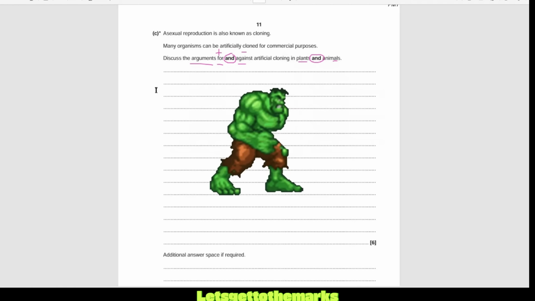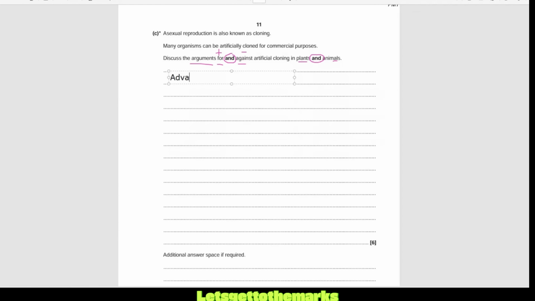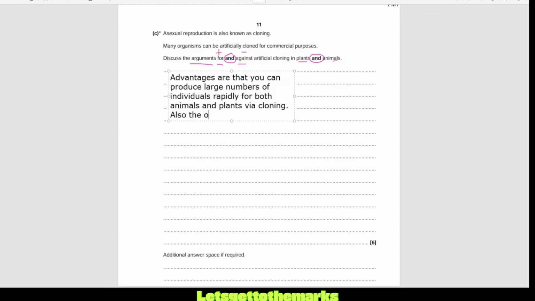Okay, so let's go through some generic advantages. Advantages are that you can produce large numbers of individuals rapidly. That's for both animals and plants via cloning. Also, the offspring, this is for both animals and plants, will be genetically identical, so you can guarantee desired traits.